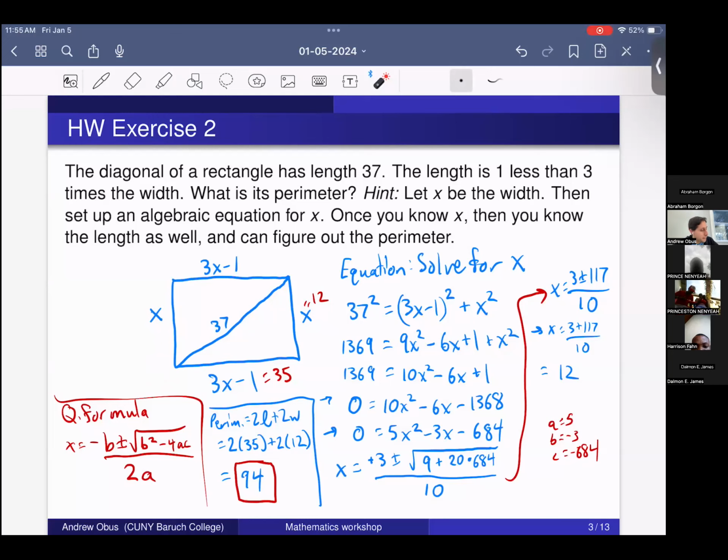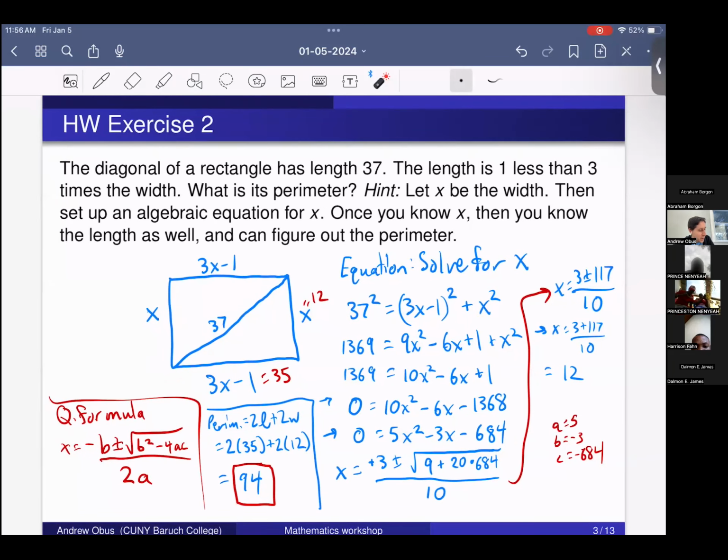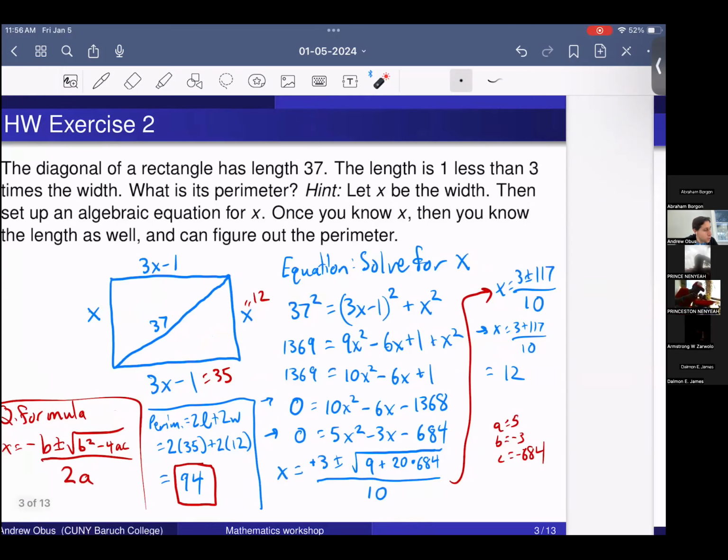Sorry, because I didn't have that much space to write, I had to skip a couple of steps in the algebra. But if you're doing it carefully, you'd write out that this is really 9 minus 4 times 5 times minus 684. And then when you simplify that, that's the same as 9 plus 20 times 684. And that's what's going to get you a solution. All right, any questions on this? It's well understood to me. Okay, good. Okay, so let's go to the next problem.